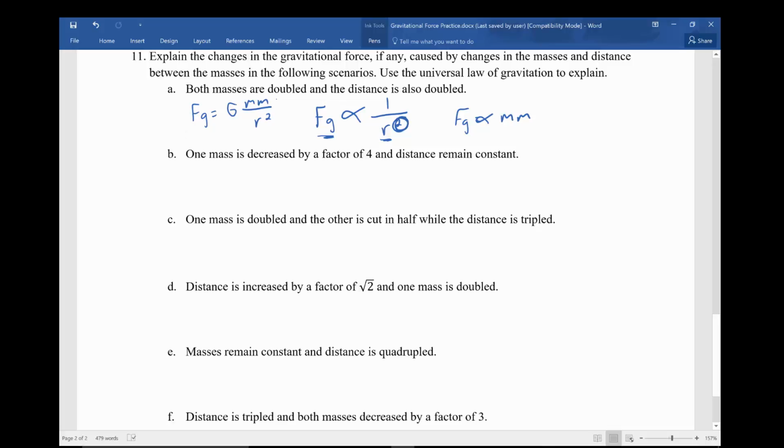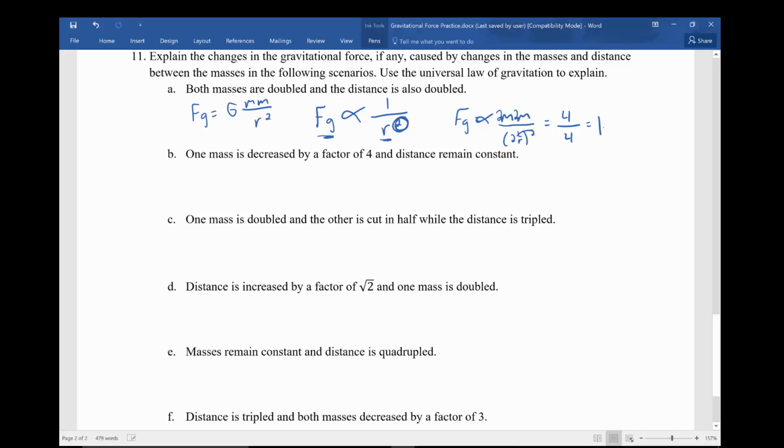In letter A, it says both masses are doubled and the distance is also doubled. So in this case, I will double each mass, and the distance is also doubled. Then I look at r being doubled before it's squared. On the top side, we see a change of 4. We can eliminate the m's and the r. But on the top side we see a change of 4, and 2 is squared, so in the denominator you see a change of 4.